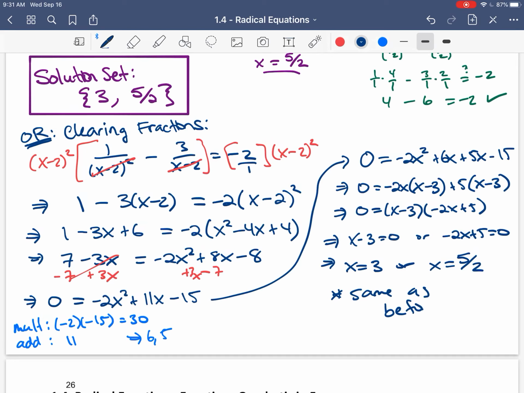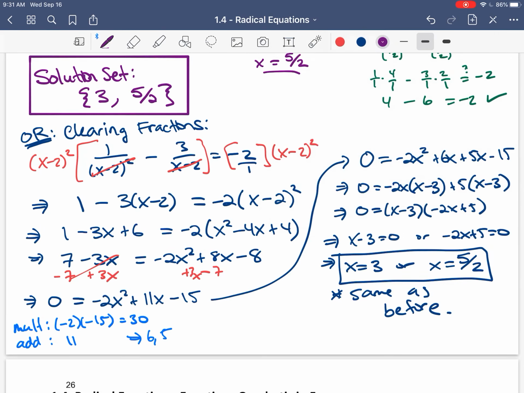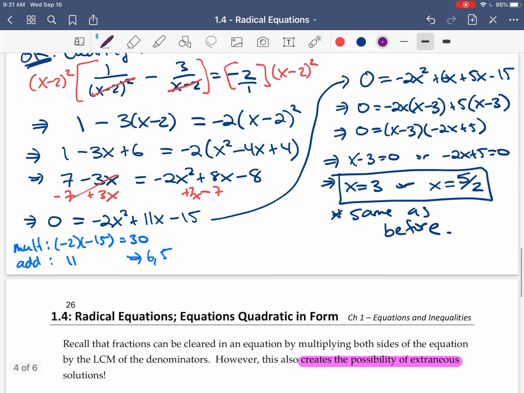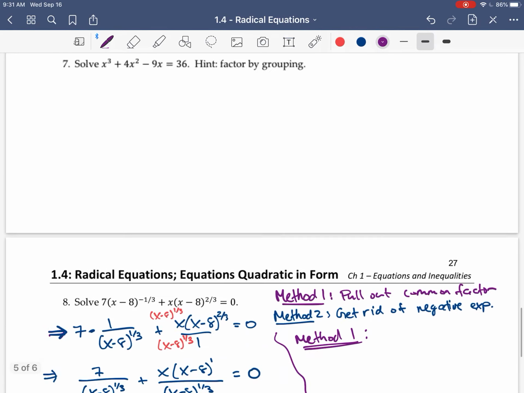So we already checked them. So these would be the solutions. Both of them worked. So that's just another way that you could do the same problem. So lots of different problems here have multiple ways that you can solve them. So let's try a couple more.